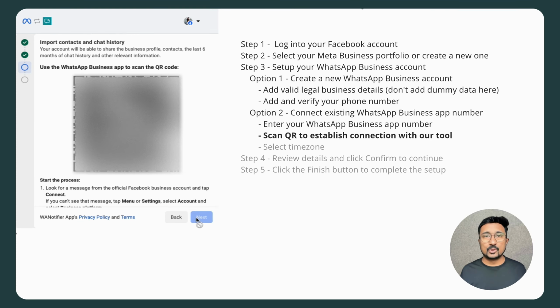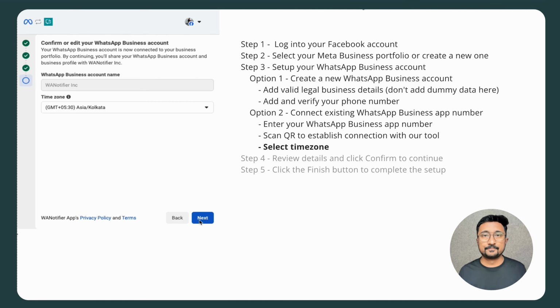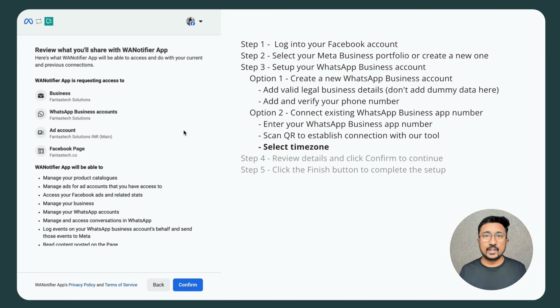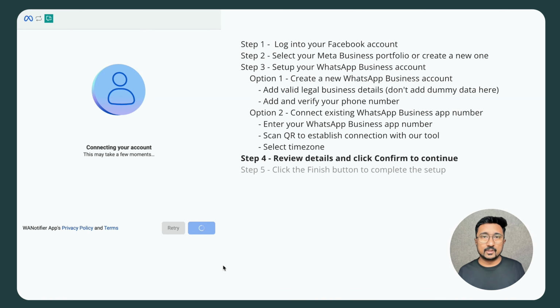Then scan this QR code from the WhatsApp business app to continue with the setup. It takes up to 45 seconds to complete this setup. Once it's done, click on the Next button. Once your number is added, you'll again land on the same screen that we saw earlier. Click on the Confirm button to continue. This will connect your account and may take a few minutes.